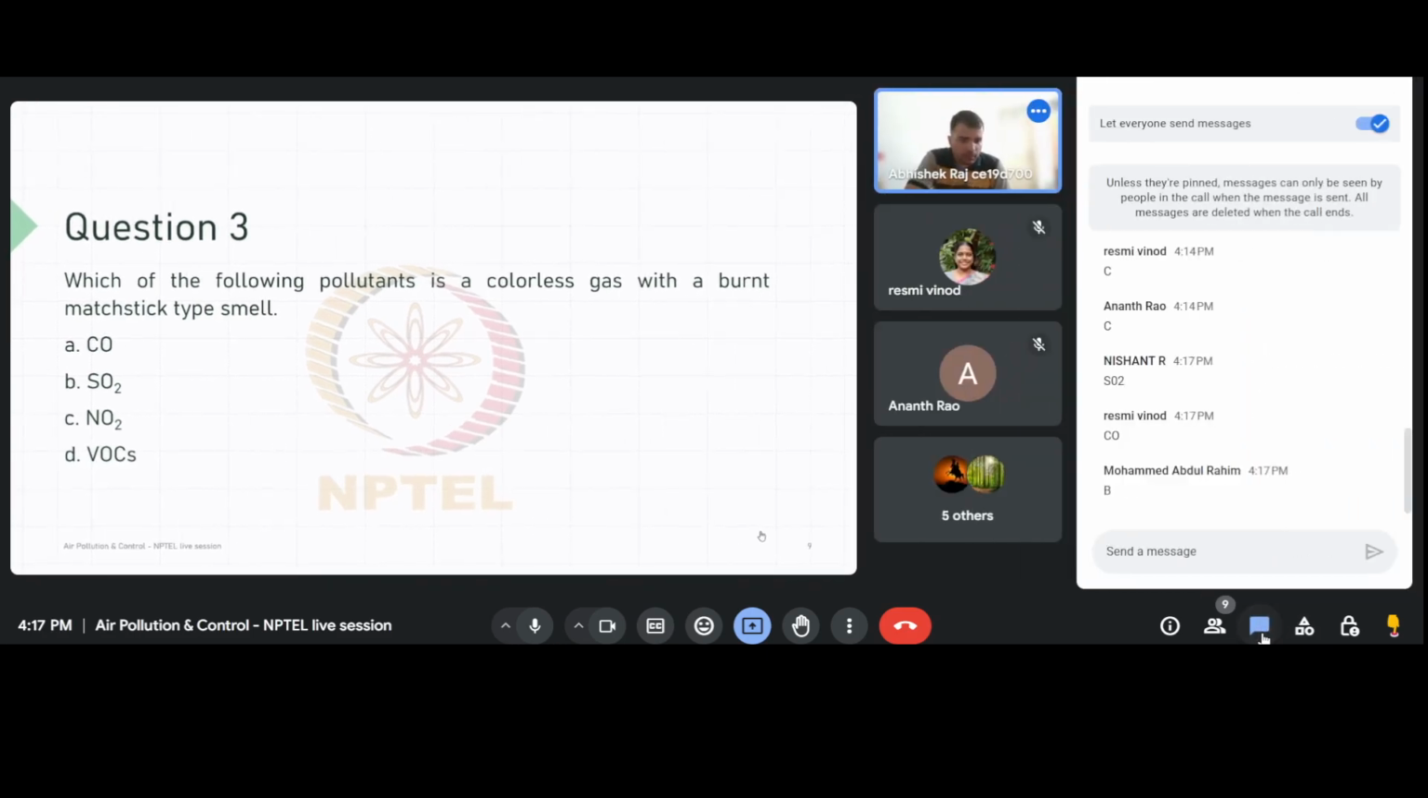Responses. Okay. Three responses: two for SO2, one for carbon monoxide. Anyone else?